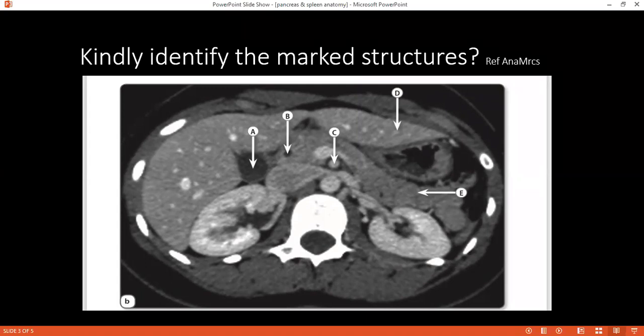All right. Can you tell me about the lienorenal ligament? Yes, ma'am. Lienorenal ligament is attached from the posterior lip of hilum of spleen to the left kidney, which consists of splenic vessels and tail of pancreas. Okay.